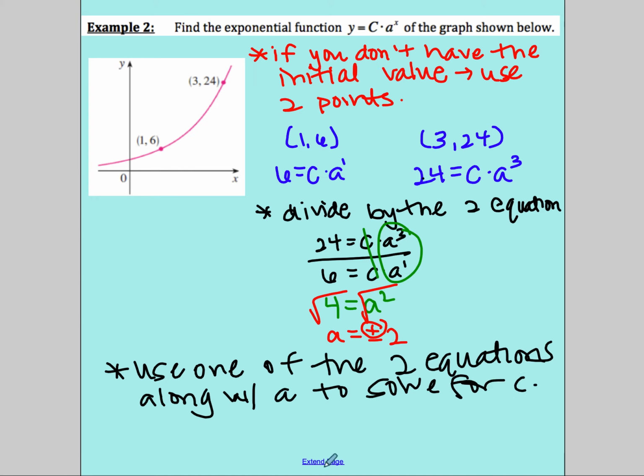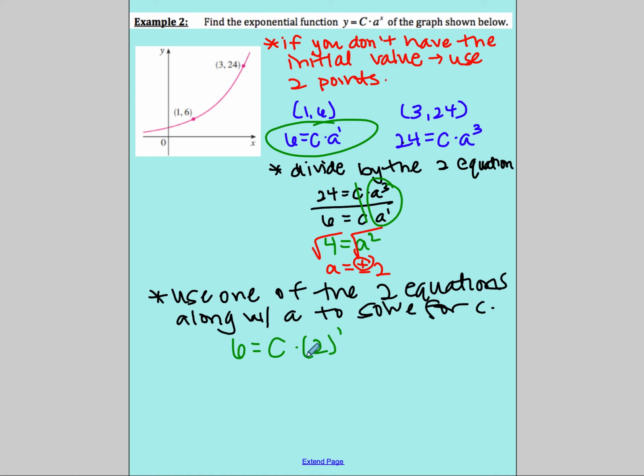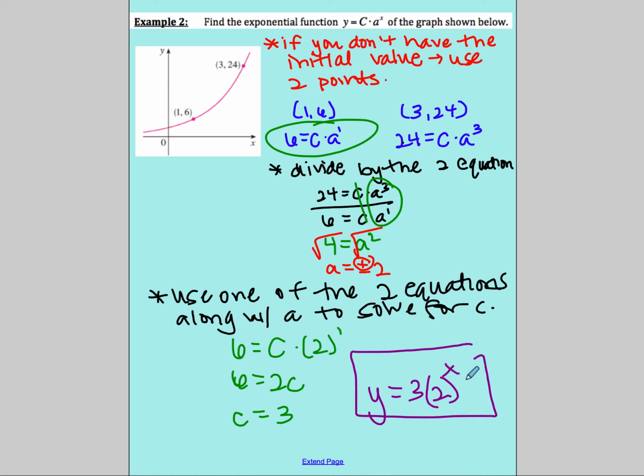All right, so I'm going to take this one because it's a little less complicated. So 6 would equal, I don't know c, but I do know a is 2, to the first. Well then you would follow PEMDAS. 2 to the first is 2, so I have 6 equals 2c. And then if I divide both sides by 2, c is equal to 3. Okay. So there is c and a, so now I plug it in to get my final answer. So y is equal to 3 times 2 to the x. And there is my exponential for example 2.